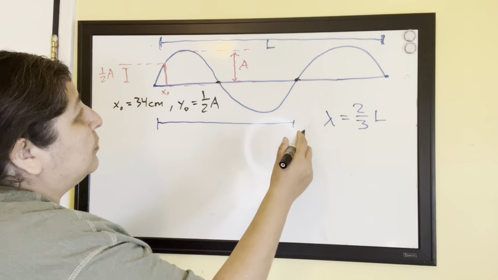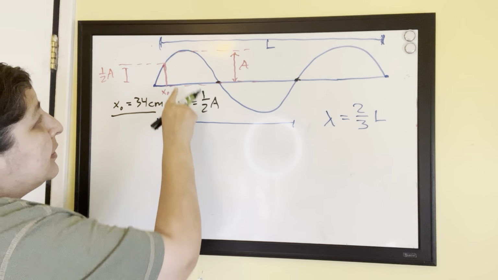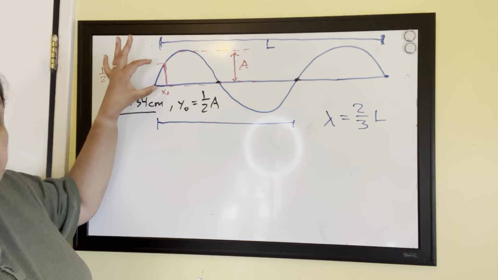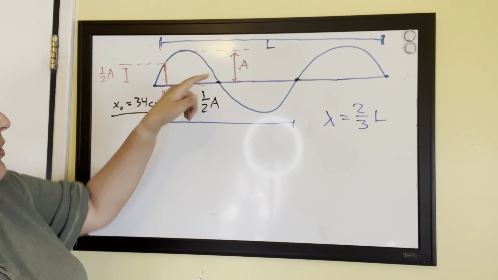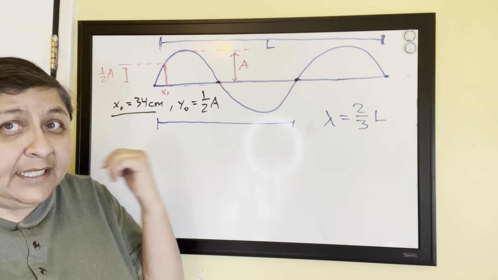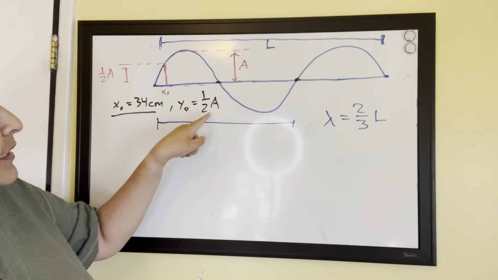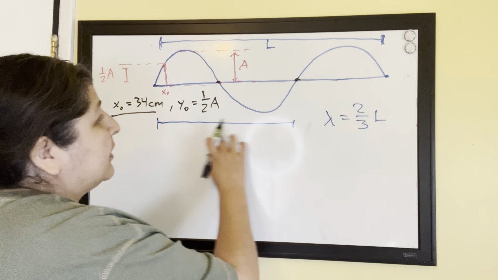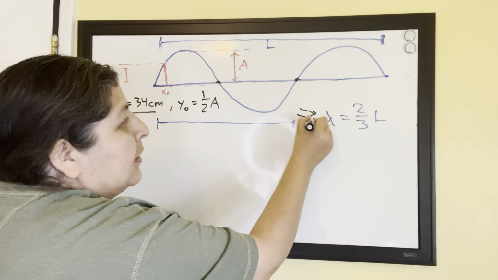We only know that at x naught equal to 34 centimeters, the height of the wave is at 1/2 the total amplitude. This is the total amplitude, which we don't know and we won't really need, as you will see. So we have that at x naught, y naught is equal to 1/2 the amplitude. We want to know what the wavelength is. This is the variable we're looking for.